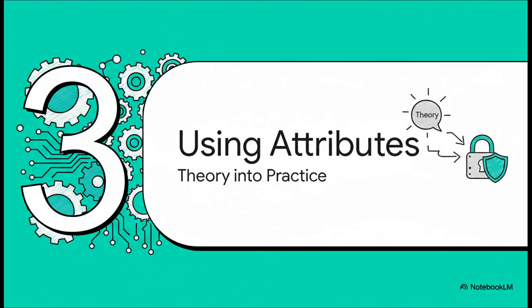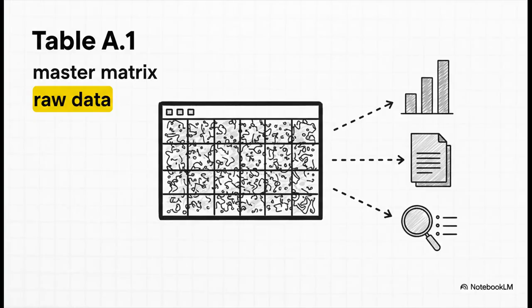Okay, that's the theory. Let's move on to the practice. Because look, knowing what attributes are is one thing, but seeing what they can do, that's where this gets really, really powerful. So in Annex A, we get what's called the master matrix. It's table A.1. I want you to think of this as the complete, totally unfiltered list of every single control matched up with all of its attributes. Yeah, it's dense and it's super comprehensive. But that's the point. It's the raw data that we can now shape to fit whatever we need.